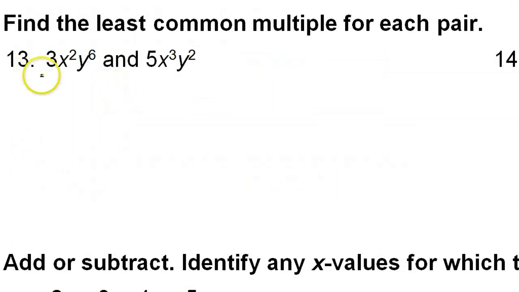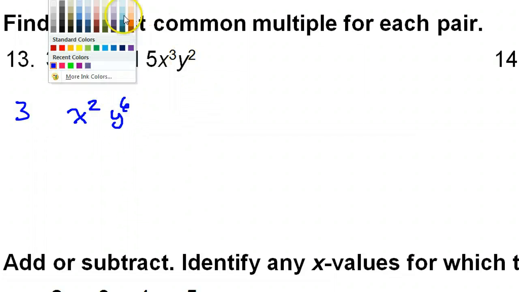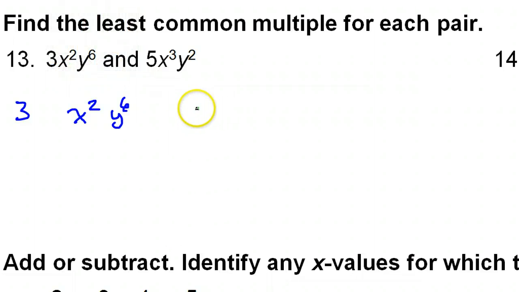All right, for number 13, we're supposed to find the least common multiple, and that's going to be pretty easy to do since these are prime numbers anyway. So basically, on the left here, we have the 3, and we have x squared, and we have y to the 6th power. Okay, and on the right, we have 5 and x to the 3rd power and y squared.